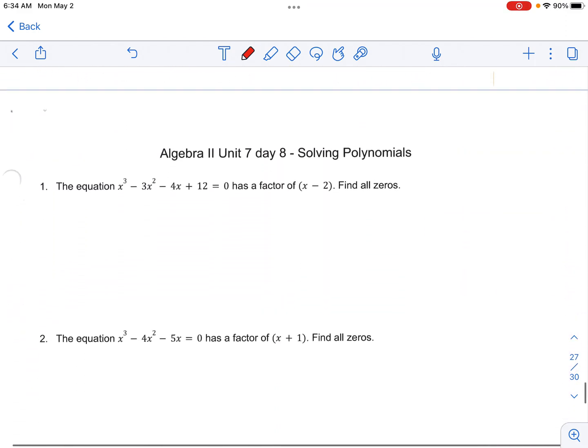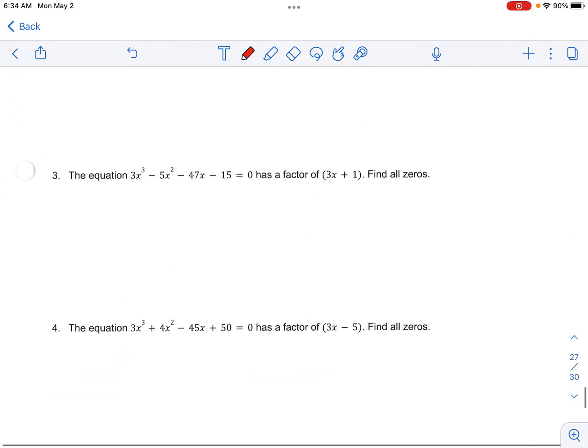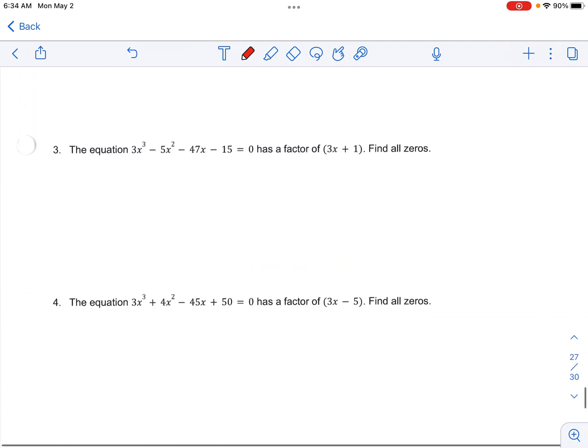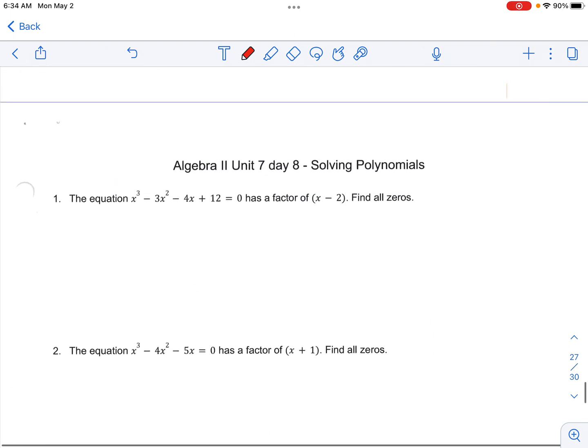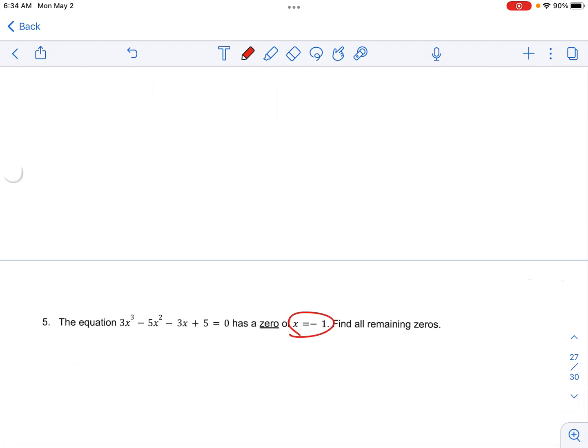All right, so as we look at the homework, you can see that each one of these homework problems, going into the next page, starts out by giving you a single factor, or on the second page they start out by giving you a 0, and you have to make that factored expression, and then you're off and running.